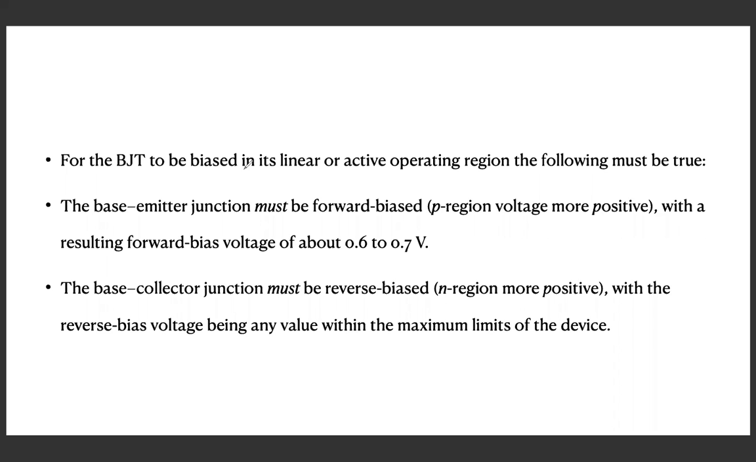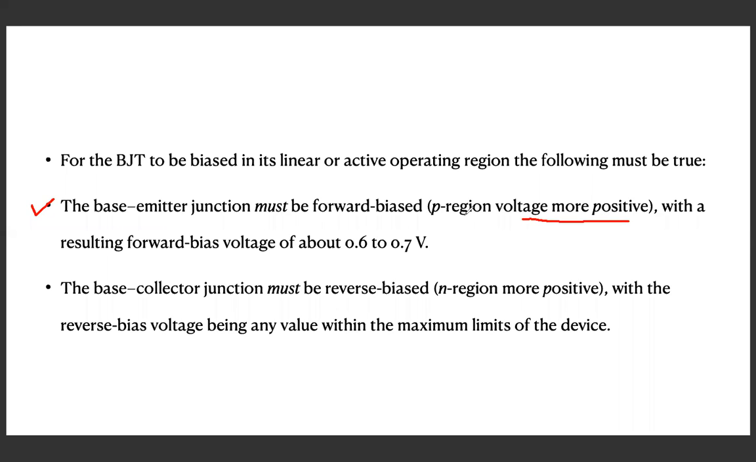So for the BJT to be biased in its linear or active operating region, the following must be true. ये दो हमारी कंडीशंस हैं वो हमें याद रखनी है. That the base emitter junction must be forward biased, and by forward bias we mean P region voltage should be more positive, not connected to the positive supply. It should be more positive.